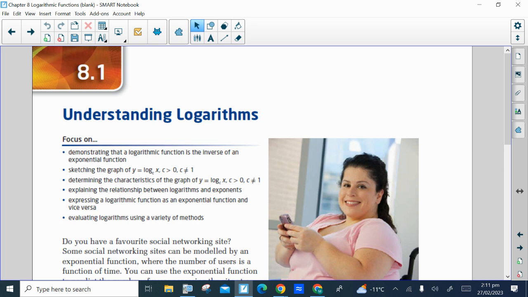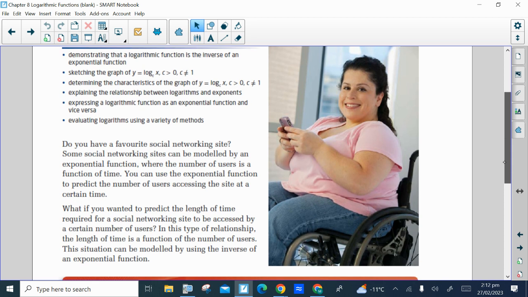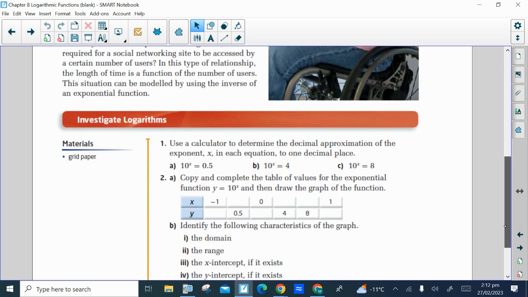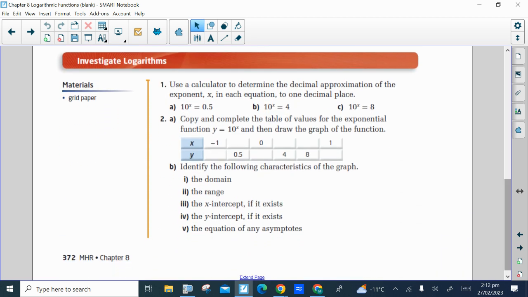We'll look at the characteristics of the graph of y equals log base c of x. We'll explain relationships between logarithms and exponents. We'll express logarithmic functions as exponential functions and vice versa. And then we'll evaluate logarithms using a variety of methods. So, to investigate a logarithm, it says use a calculator to determine the decimal approximation of the exponent x in each equation to one decimal place.